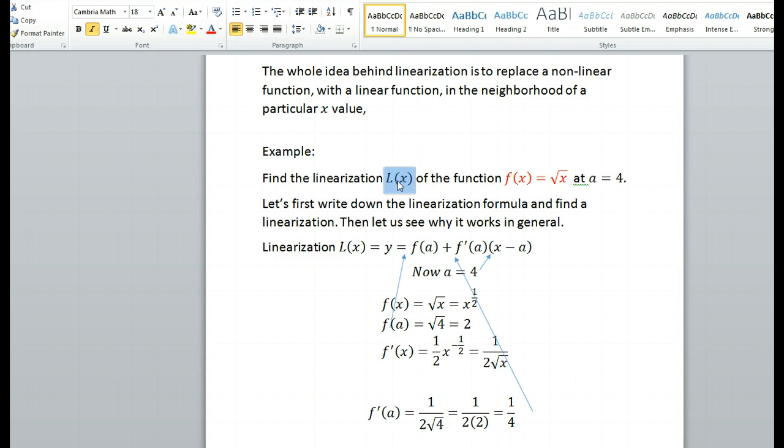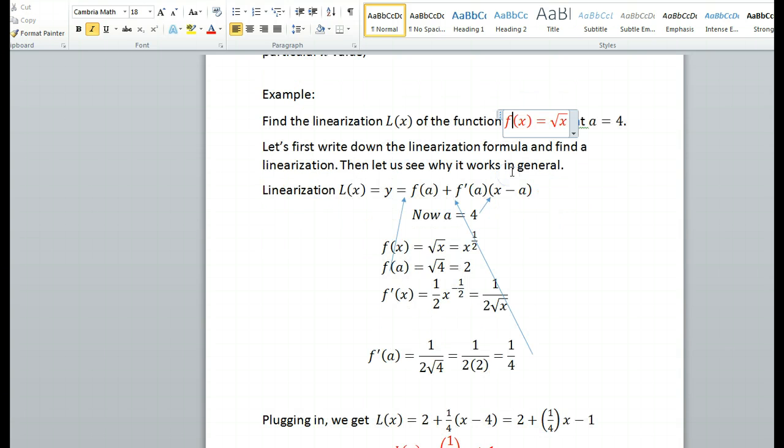Okay, nothing but an equation. Don't get scared by the Lx, it's the equation of a straight line. So we want to replace this junk by a straight line Lx. So how do you do it? We just look at the pieces of this formula, and then plug it in.